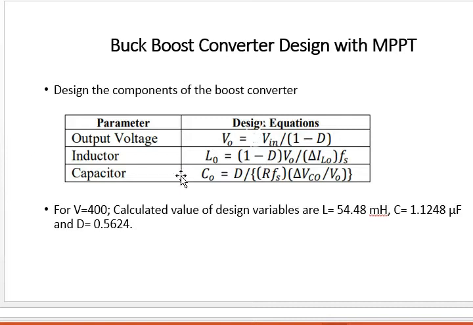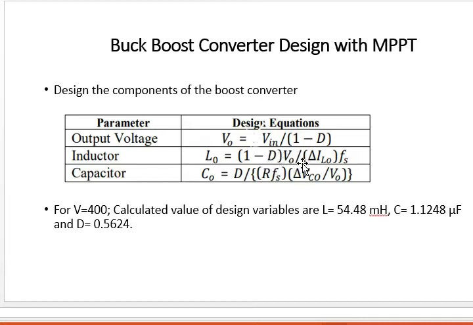Coming back to our topic, the buck boost converter design with the MPPT. The buck boost output will be given by Vin divided by 1 minus D. If we increase the duty cycle beyond 0.5, then its output will increase. If we decrease the duty cycle below 50%, the output voltage decreases. So below 50% duty cycle, it acts like a buck converter. Its inductor can be designed at any specific rated duty cycle at which we want to design it.